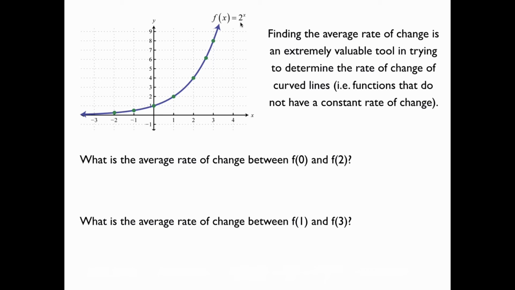So what would f of 0 be? When the input is 0, the output would be 1. And when the input is 2, the output is 4. So we're trying to find the slope of the line that goes from this point to this point.